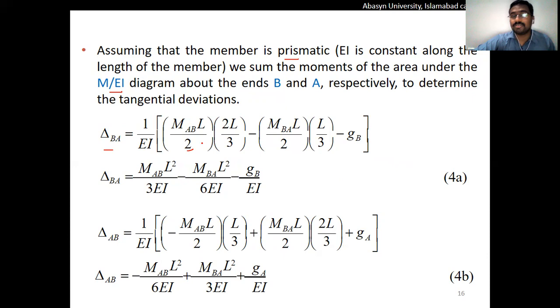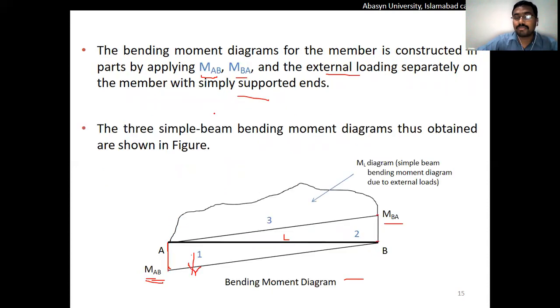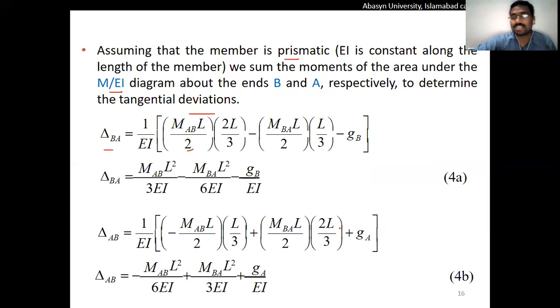As it is in the anti-clockwise direction, it will be considered positive. Similarly, when we consider MBA, it is in the clockwise direction, so it will be considered negative. But the formula will remain the same. It is again a triangle, so we will have half base into height multiplied by the centroidal distance of the member, which will be L by 3.